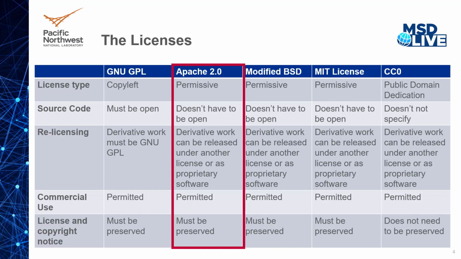Now let's look at three more permissive licenses. These contain minimal requirements about how the software can be modified or redistributed. First, we have the Apache 2.0 license. This license is compatible with GPL. It allows users to use the software for any purpose, to distribute it, to modify it, and to distribute modified versions of the software under the terms of the license.